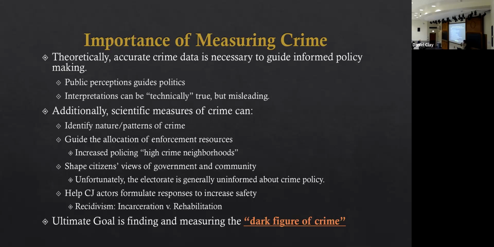Now, scientific measures of crime can do a variety of things, right? They can identify patterns of crime. They can guide the allocation of law enforcement efforts. They can lead to increased policing in high crime neighborhoods, right? Like we saw in Camden, New Jersey, and under hotspot theory, or even maybe a potential broken windows theory. It shapes views of government and community. Right? So again, generally speaking, unfortunately, the general electorate, us, we're generally uninformed about crime.